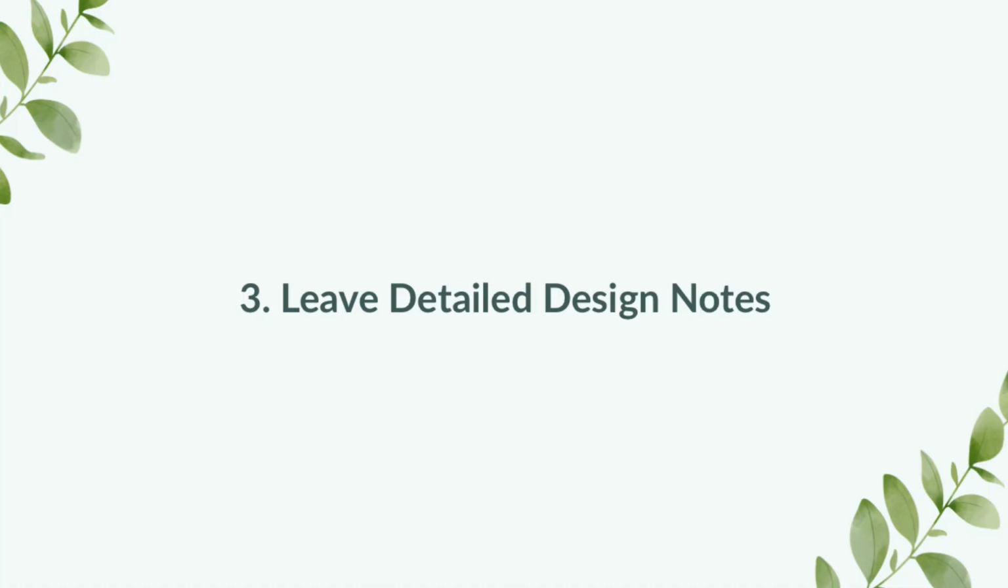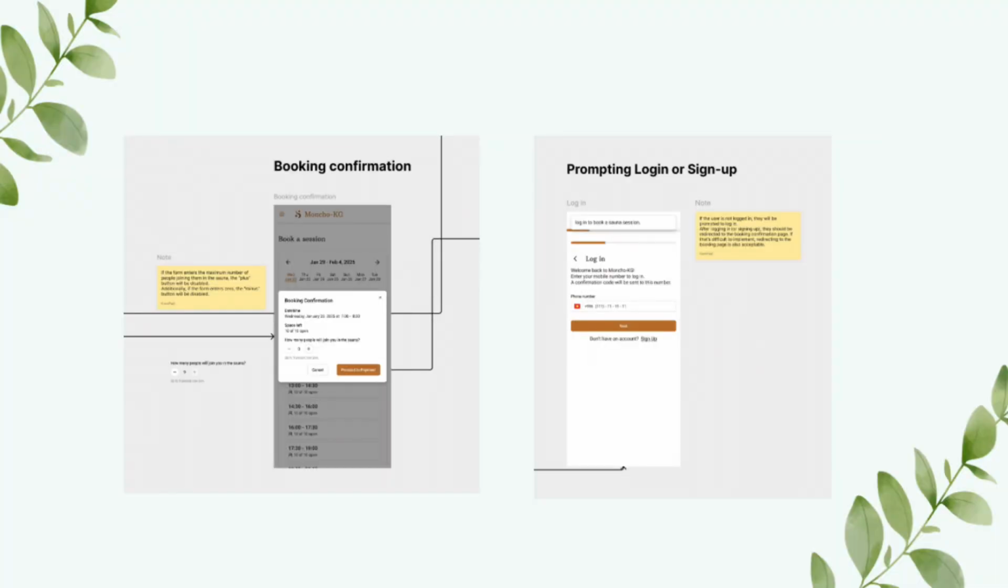Third, leave detailed design notes. Even if you have a great kickoff meeting, engineers can't remember every detail later during implementation. That's why it's essential to leave detailed design notes. For example, what happens on hover? What should the empty state look like? Is the section scrollable? Are there any validation rules for the form? I usually write these notes directly in Figma or in a document like Google Docs. Engineers have told me that this helps them implement with confidence and stay focused on the development.